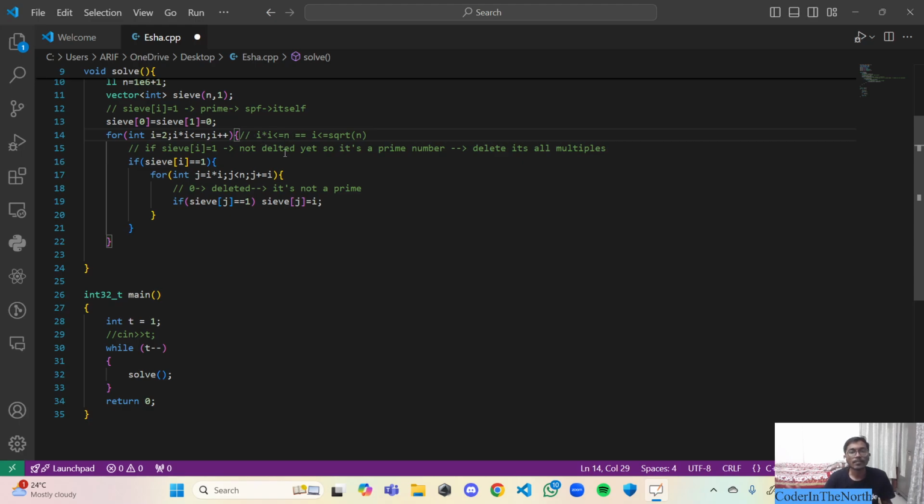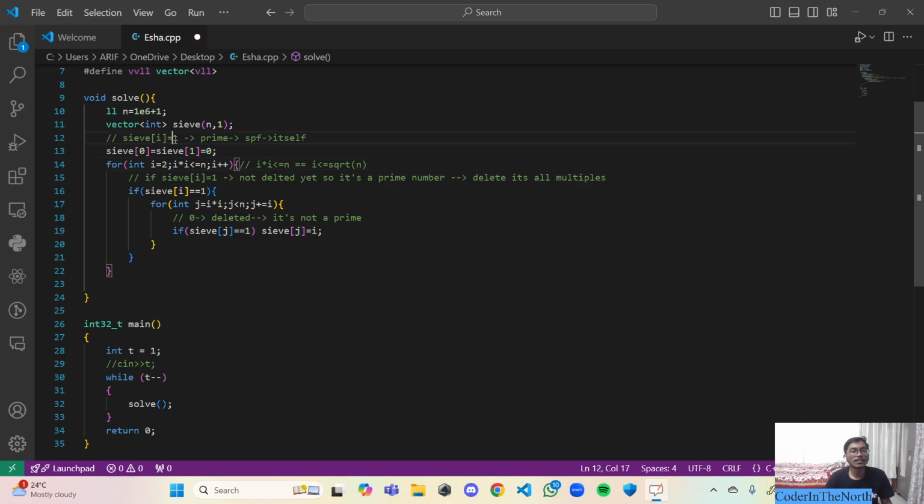Everything will remain the same. Nothing will change. But we have to be careful for this case. When there is one value for someone, it means it's prime, and its SPF will be itself. Like in this case, it will be the I. SPF will be the I.